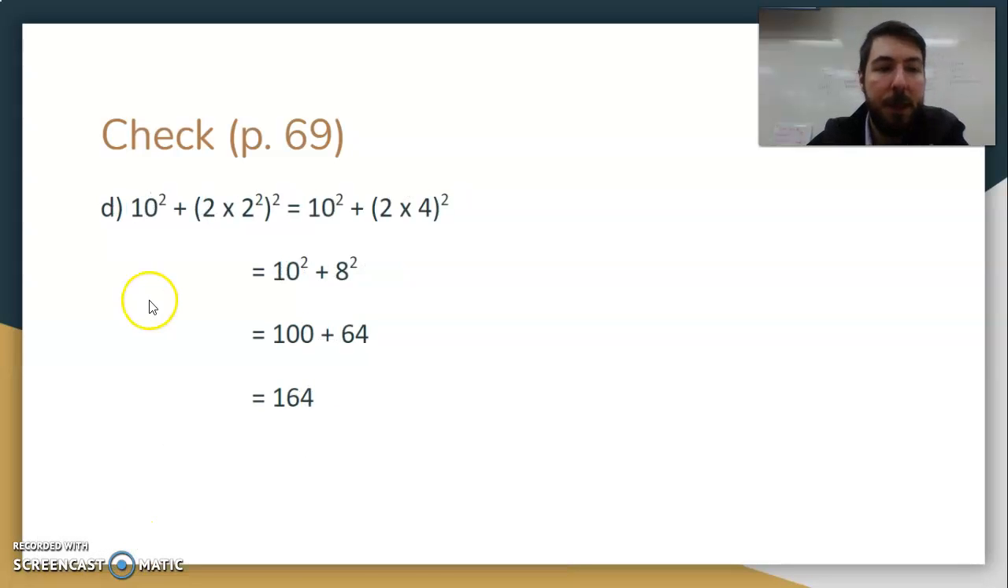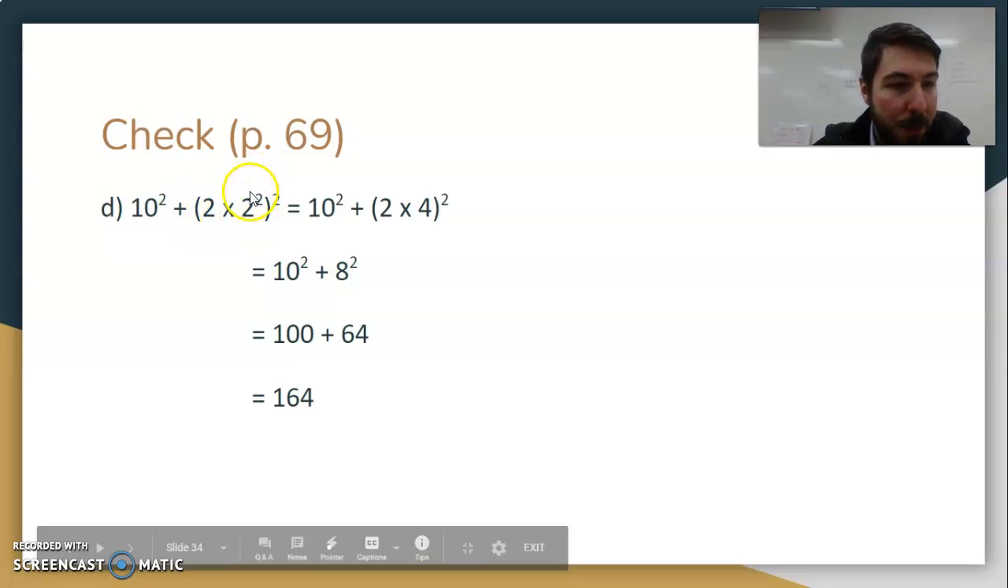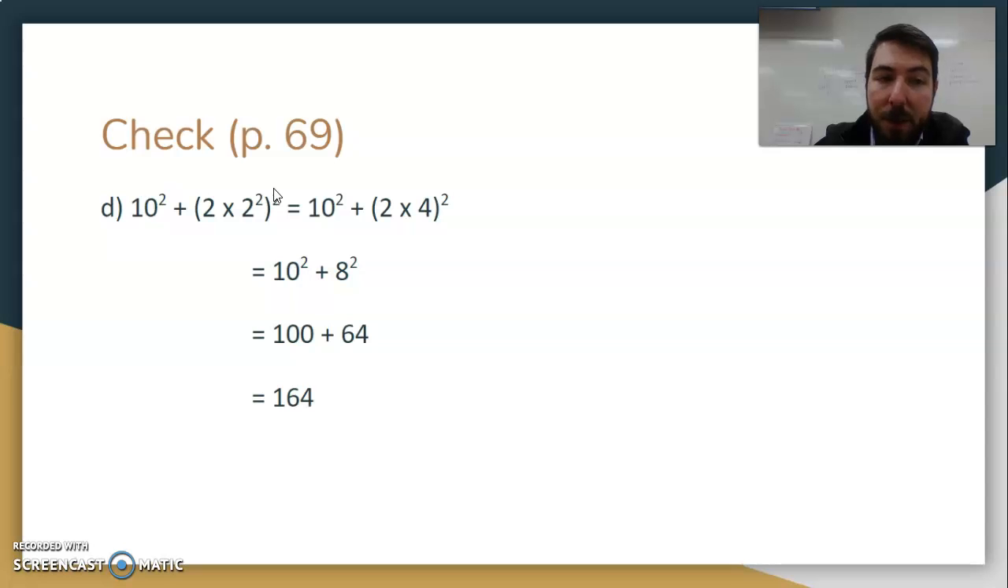And the last one. Again, we have brackets here, so we need to simplify those first. And inside our brackets, we have an exponent, so we need to simplify that before multiplying. So 2 to the power of 2 is 4, and 2 times 4 is 8. So now that we've simplified our brackets, we have 10 to the power of 2 plus 8 to the power of 2. So remember, before we add, we need to solve these exponents. 10 to the power of 2 is 100, 8 to the power of 2 is 64, and now we can add those together to get 164.